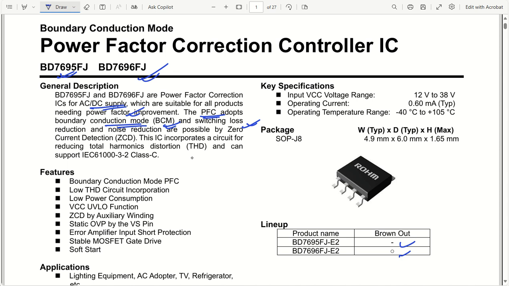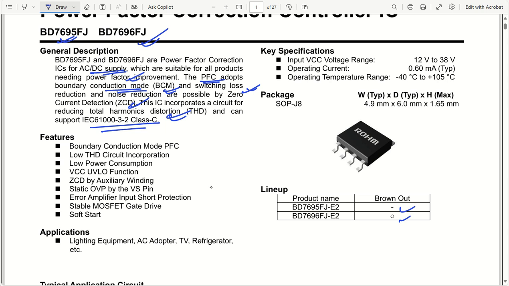It does all these things by applying a technique of zero cross detection, that is ZCD. It also incorporates total harmonic distortion circuits, so it can reduce your THD, that is total harmonic distortion, and it supports class C of IEC 61000-3-2.